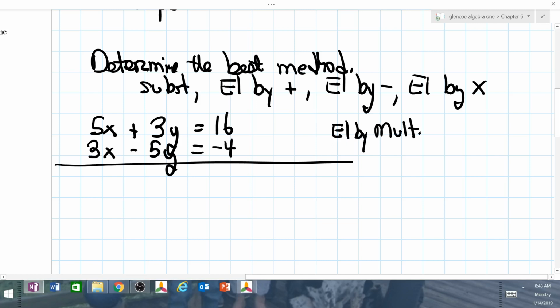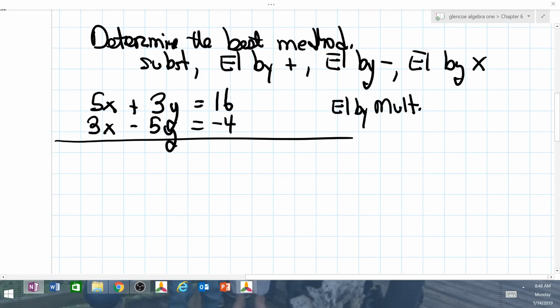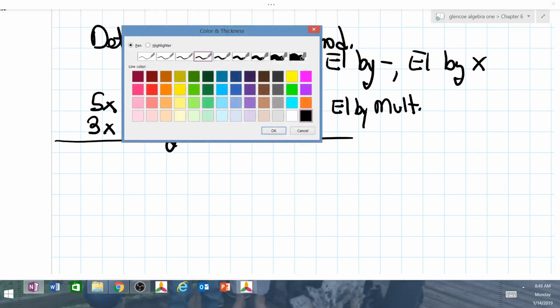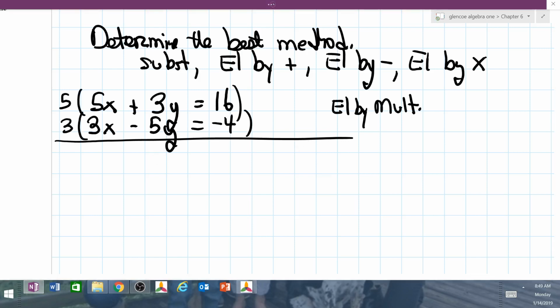So if you wanted to eliminate the x's, you could multiply the top by 3 and the bottom by 5. If you want to eliminate the y's, why would the y's be a better choice? Who could tell me? Justin? Opposite signs. So we could multiply the top by 5 and the bottom by 3. Y'all with me?